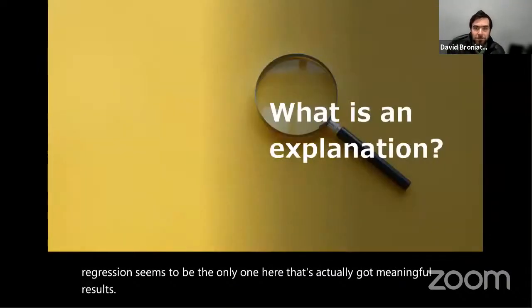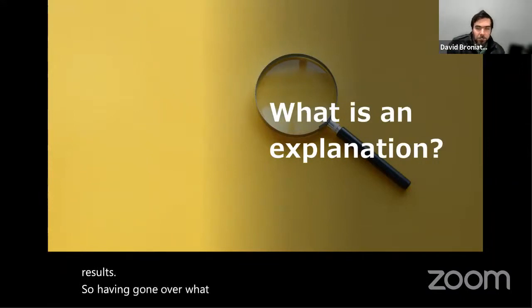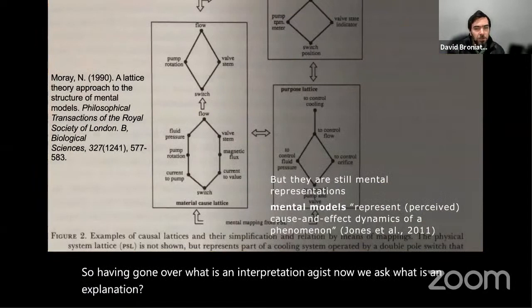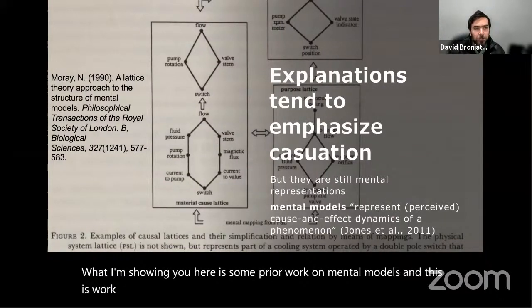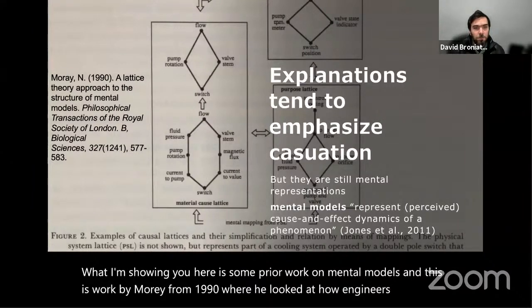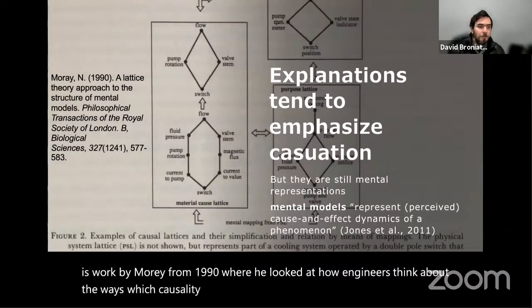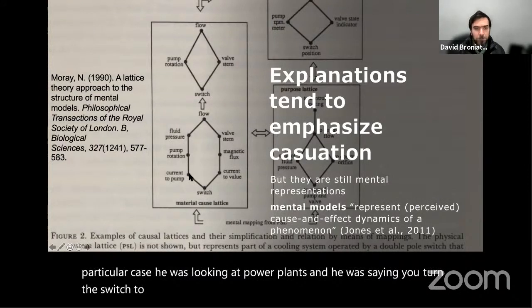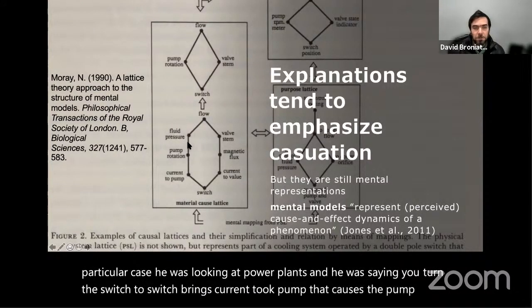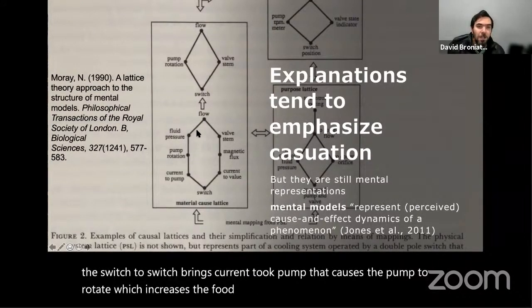So having gone over what is an interpretation, a gist, now we ask, well, what is an explanation? What I'm showing you here is some prior work on mental models, and this is work by Moray from 1990, where he looked at how engineers think about the ways in which causality flows through very complex systems. In this particular case, he was looking at power plants. And he was saying, well, you turn the switch, which brings current to a pump, that causes the pump to rotate, which increases the fluid pressure, and that creates a flow.